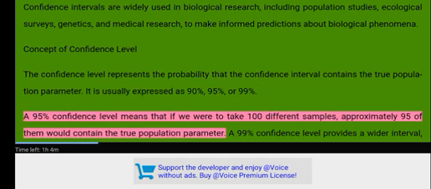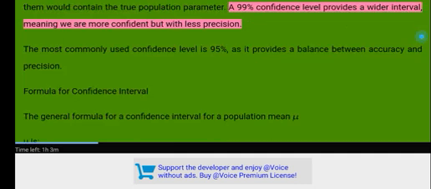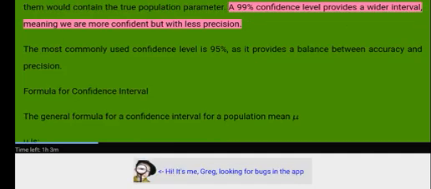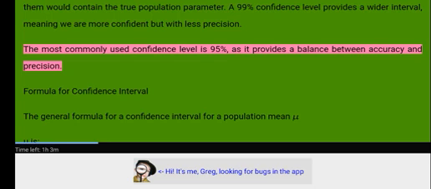A 95% confidence level means that if we were to take 100 different samples, approximately 95 of them would contain the true population parameter. A 99% confidence level provides a wider interval, meaning we are more confident but with less precision. The most commonly used confidence level is 95%, as it provides a balance between accuracy and precision.